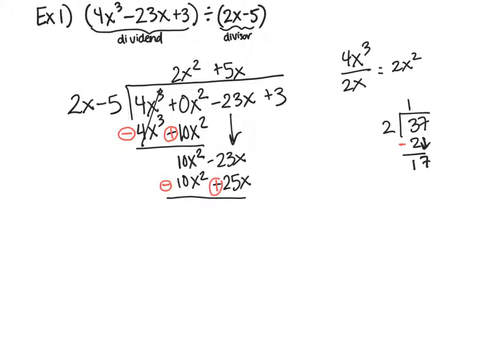So when we combine these like terms, 10x squared minus 10x squared is gone, and negative 23x plus 25x is 2x. So one more time, we now want to take this constant and drop that down. So we are going to do our arrow down, and we will put plus 3. And then we want to ask ourselves, how many times does this leading term divide into this leading term? So 2x divided by 2x is 1, and that is the number that will go up top.